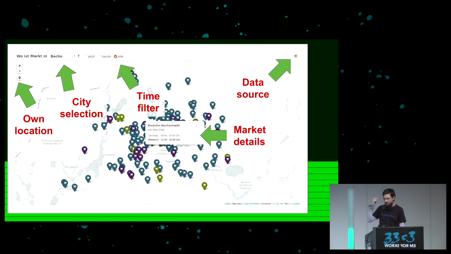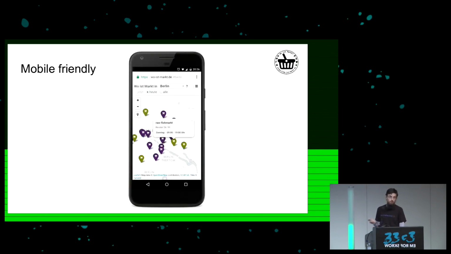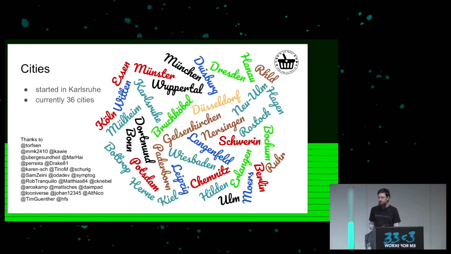There are some features like what you would expect. You can filter by time, you can select different cities, and find out where the data came from. It also works on your mobile phone. Nothing more to say to that. And currently there are 36 cities taking part in the project. We started in February last year, and thanks to all those people, those cities came in.